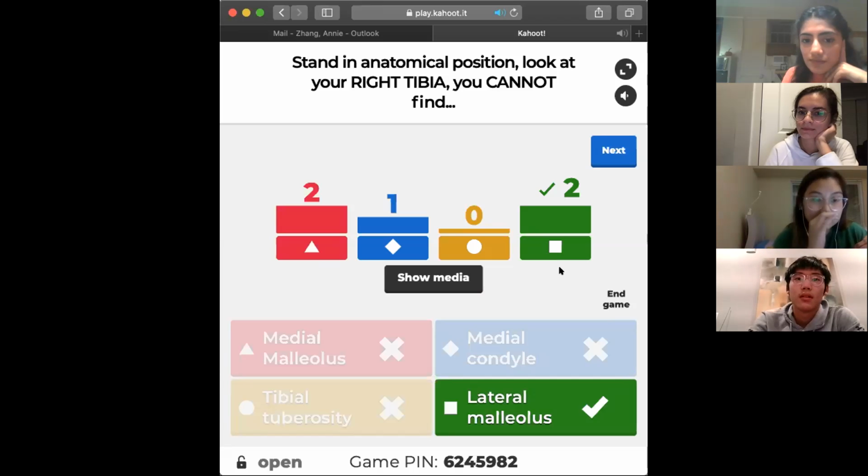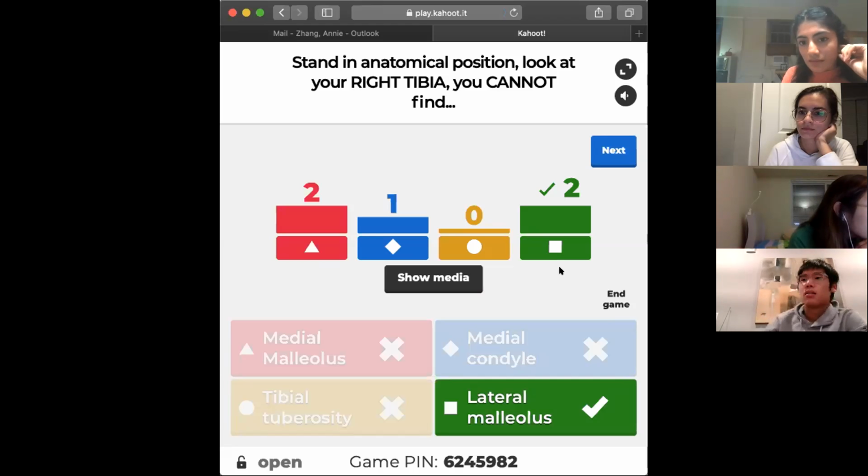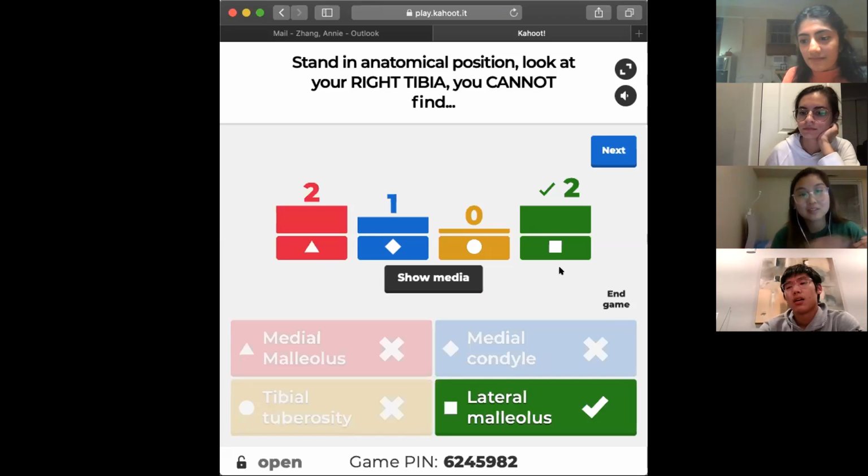Okay, let's see. I wrote here the lateral malleolus is on the fibula, not the tibia. So that's why it's the green one, if that makes sense.